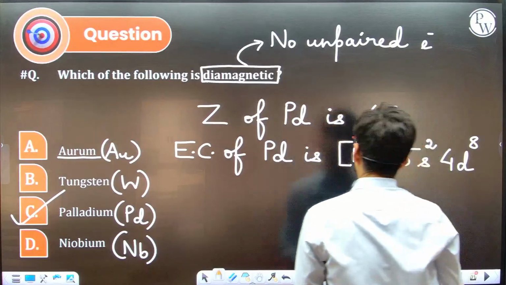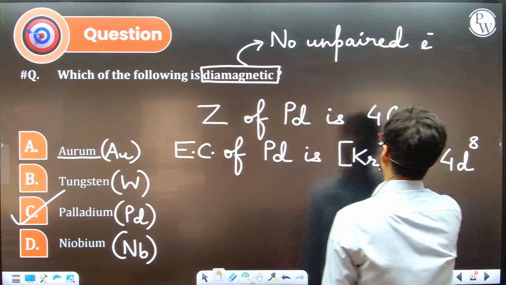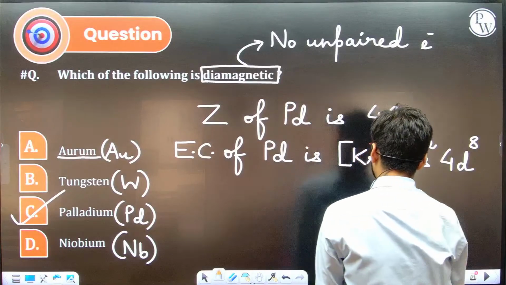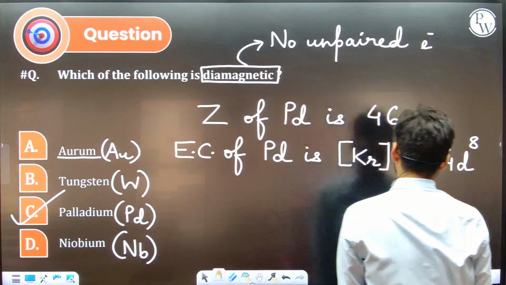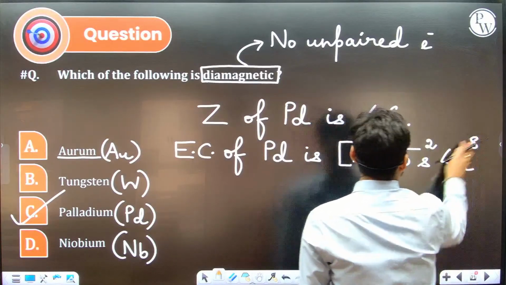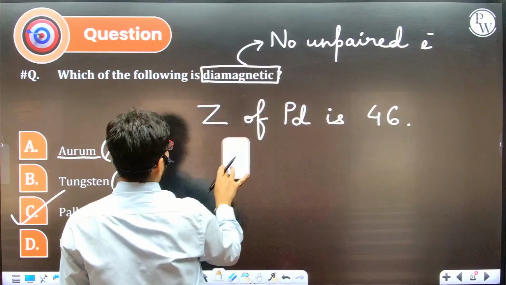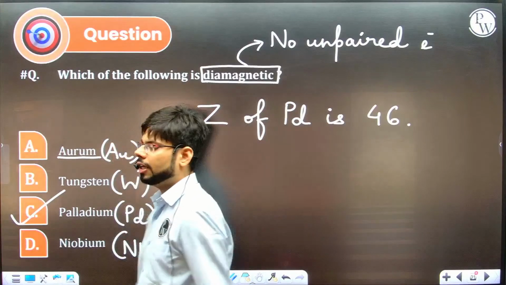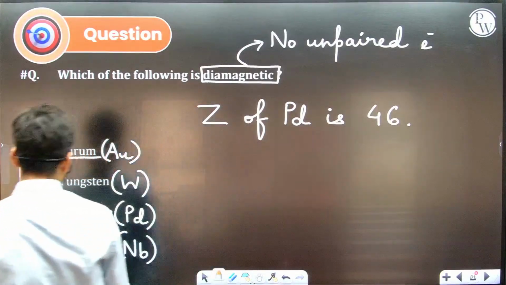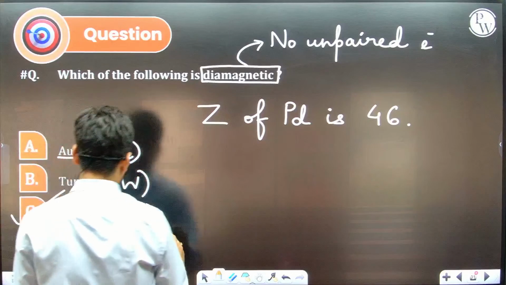So we must remember the atomic number of palladium, and after that we can write the electronic configuration. And after writing the electronic configuration, we can find out the number of unpaired electrons. Niobium has an atomic number of 41.